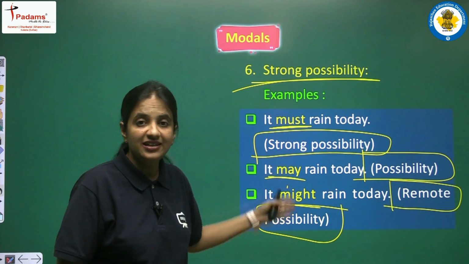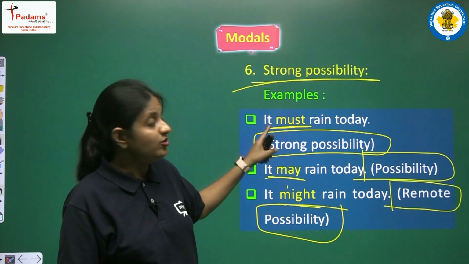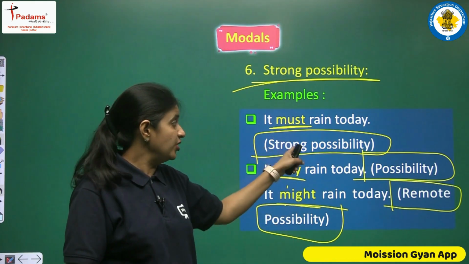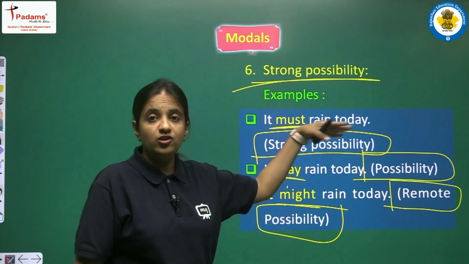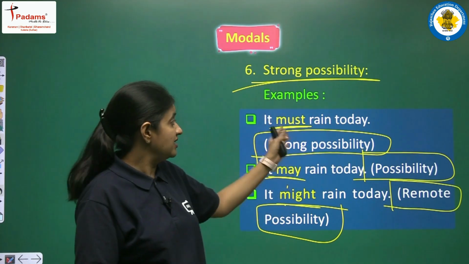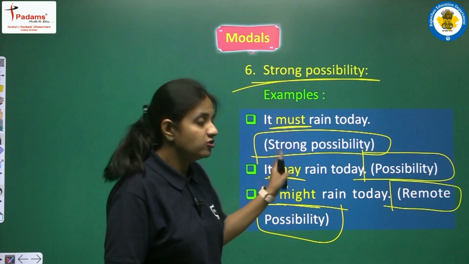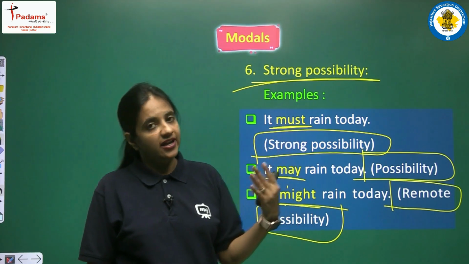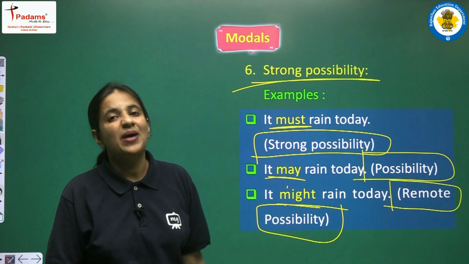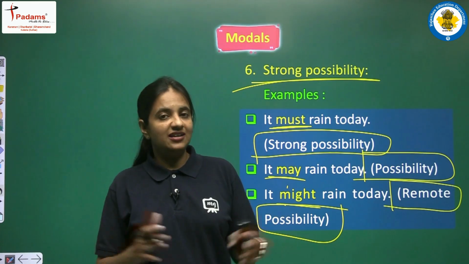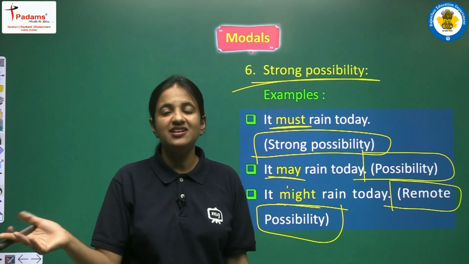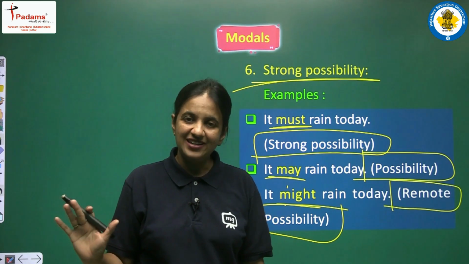So we can see clearly how the use of a certain modal can change the meaning of the sentence, right? Must is showing very strong possibility. So we can see here that definitely there are black clouds in the sky, or maybe it is already drizzling, and we are saying that it must rain today. May also shows that yes, the weather is cloudy and we are expecting a good rain. But when we are using might and saying it might rain today, definitely the sky is very clear, no clouds today, and we are saying that there is very less possibility that it will rain today. Alright, clear?